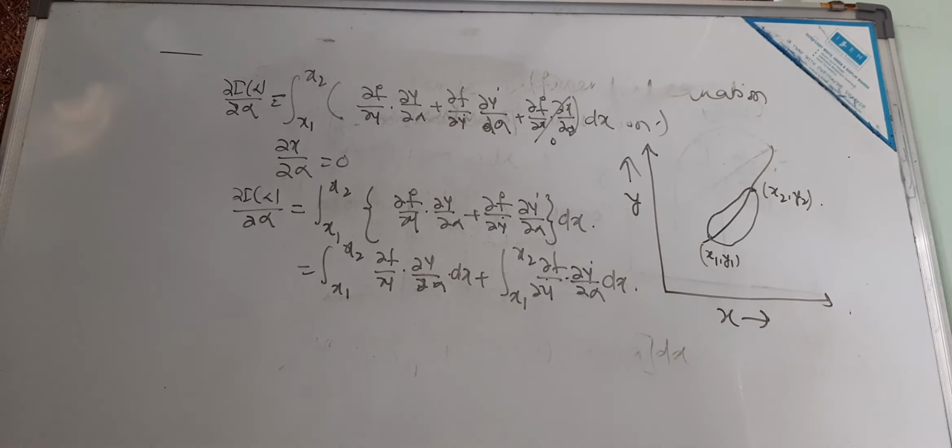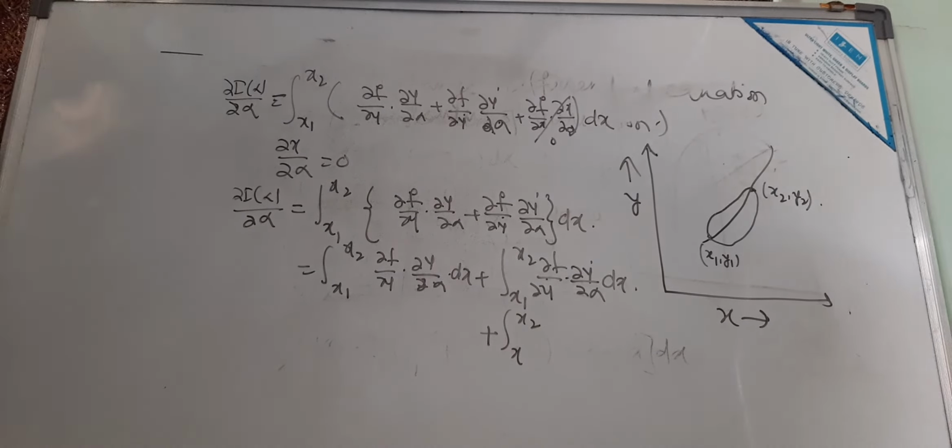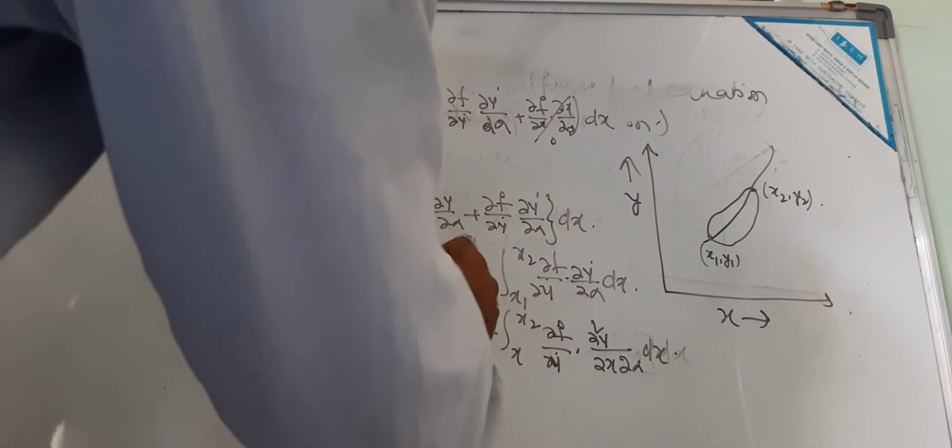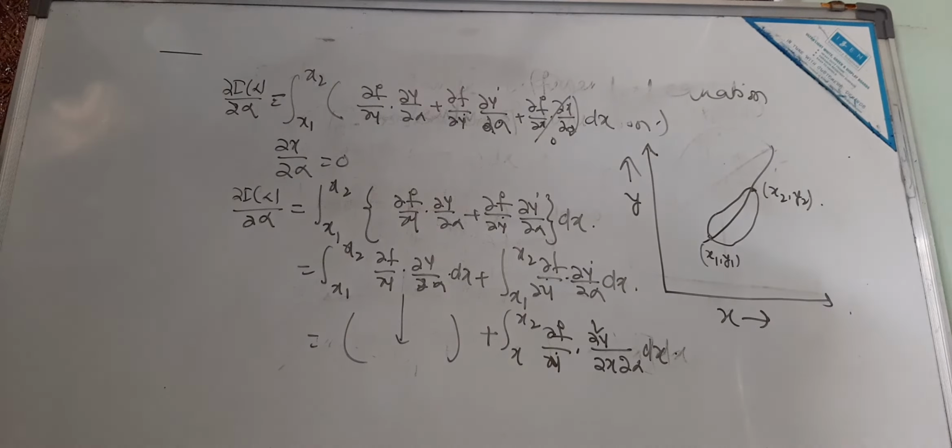Now this could be written as integration x1 to x2 of ∂f/∂y dot, which means it is ∂y/∂x, so this could be written as ∂f/∂y dot, and this is ∂²y divided by ∂x ∂alpha into dx, so equal to this factor and this. Now we are interested in this integration.